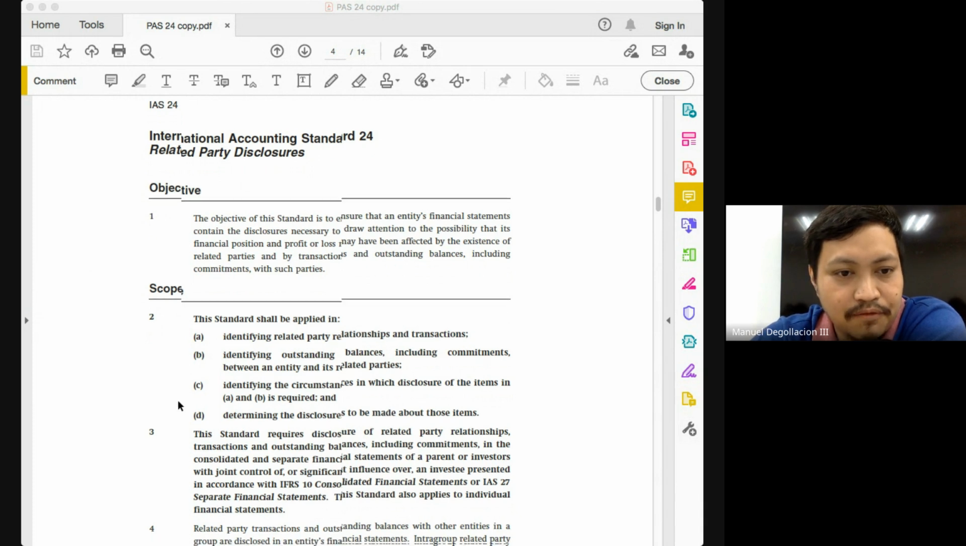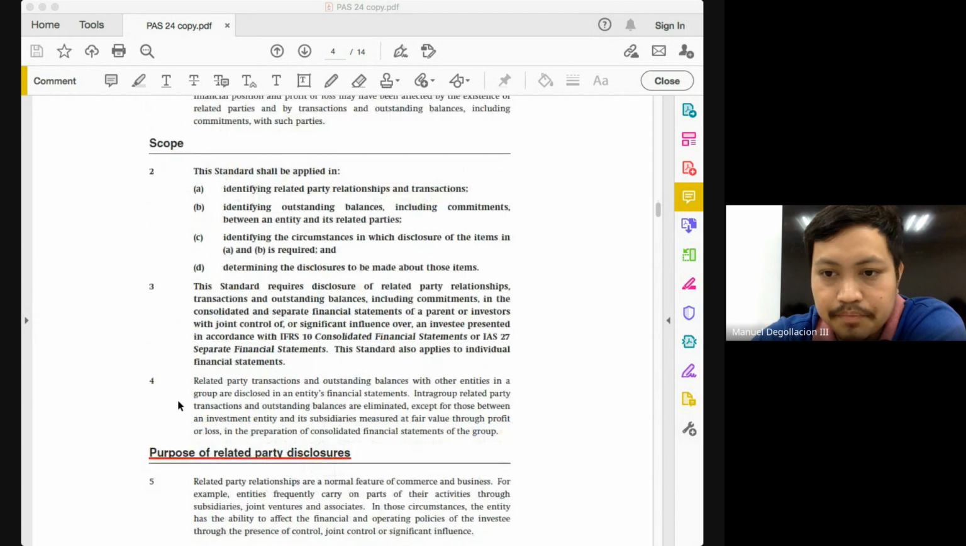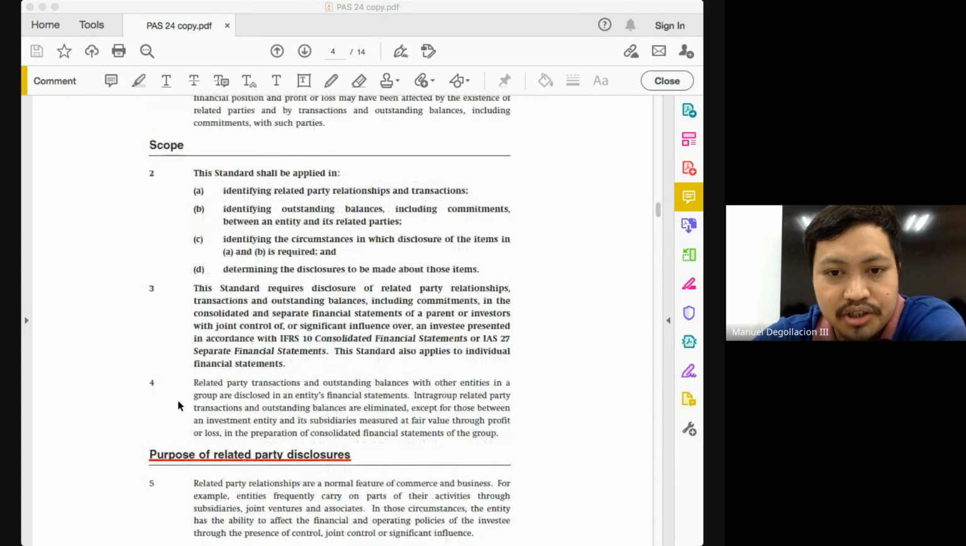When you go to paragraph 4 class, related party transactions and outstanding balances with other entities in a group are disclosed in an entity's financial statements. Intra-group related party transactions and outstanding balances are eliminated except for those between an investment entity and its subsidiaries, measured at fair value through profit or loss in the preparation of consolidated financial statements.